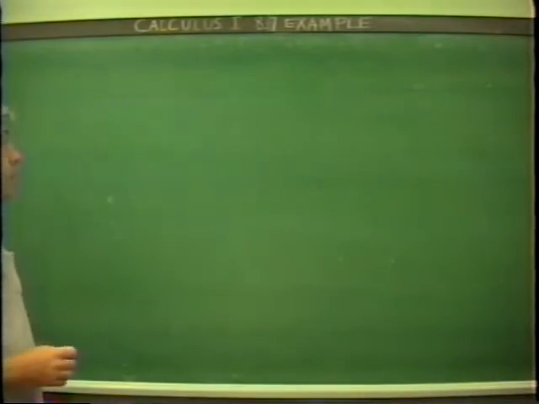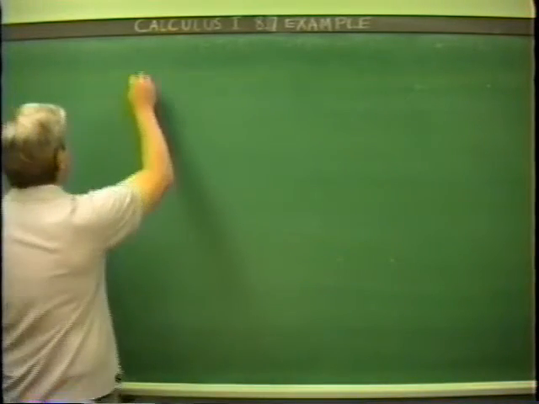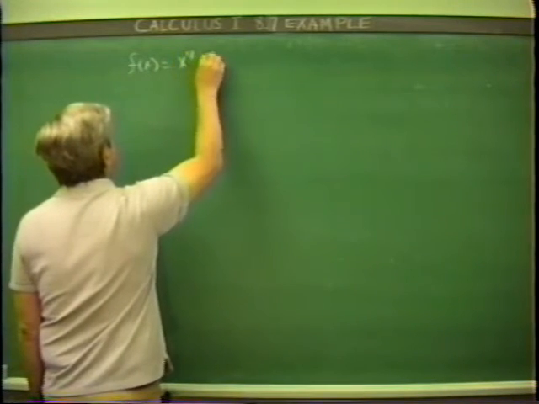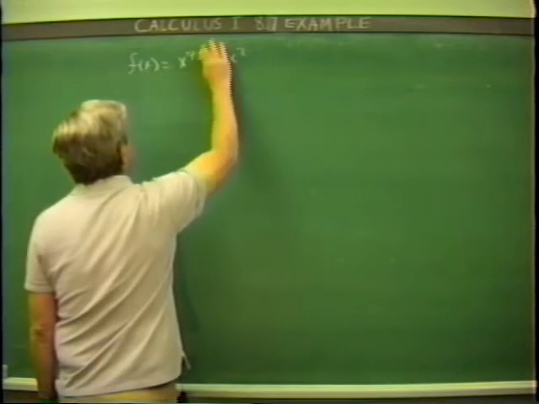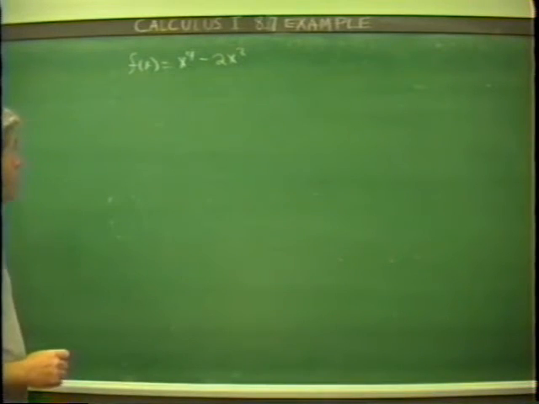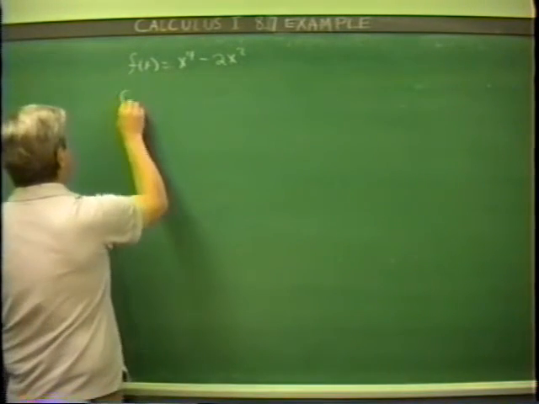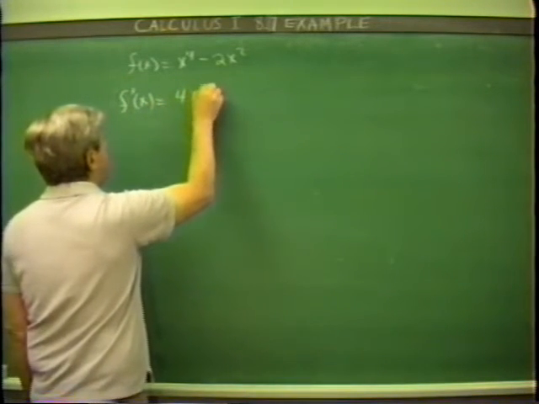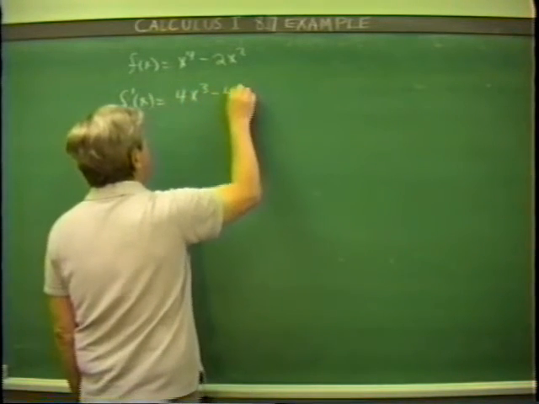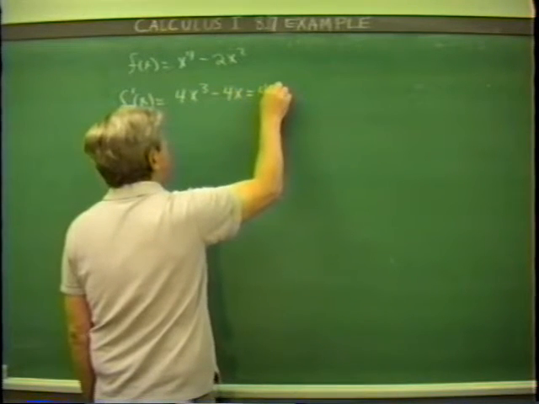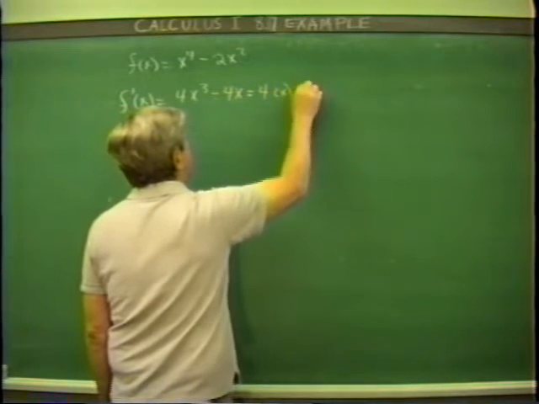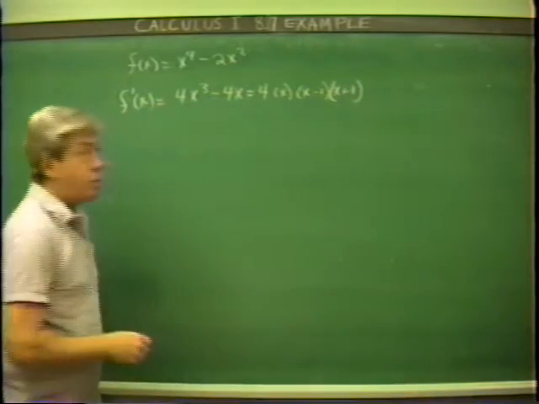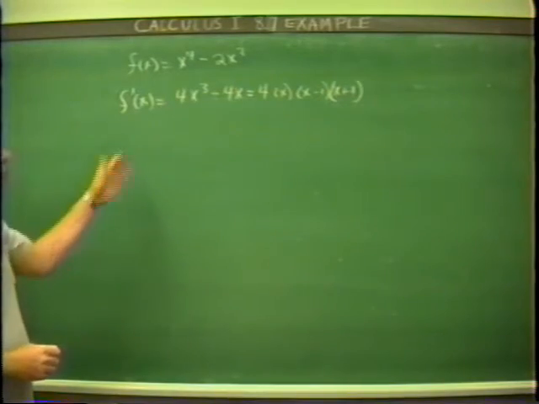All right, what I'm going to do next is a relatively simple example which illustrates relative maxima and minima. Examples are not generally that easy to work. But let's look at the function f of x is equal to x to the 4th minus 2x squared. The derivative of this function is 4x cubed minus 4x, which is equal to 4 times x times x minus 1 times x plus 1.